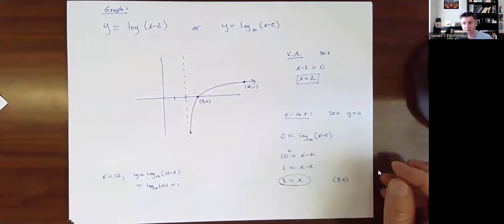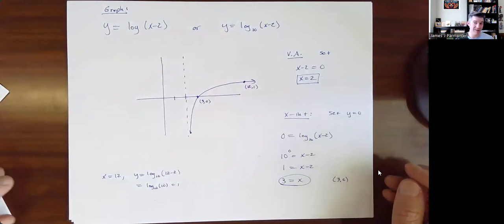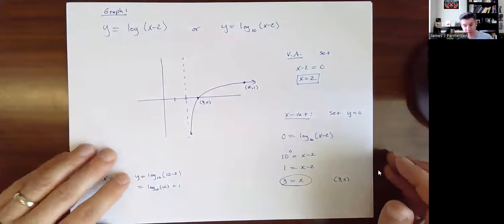Okay. Shifting to the right is not too terrible because we don't get any y-intercepts. Shifting to the left, on the other hand, does introduce the possibility of y-intercepts.